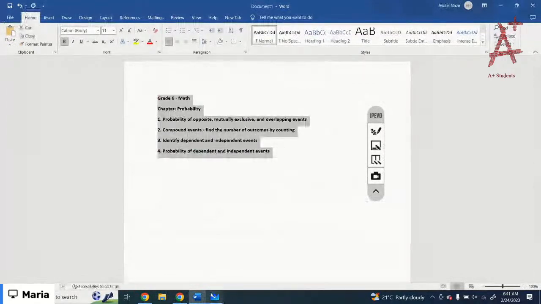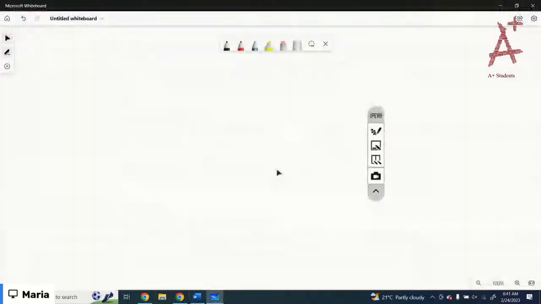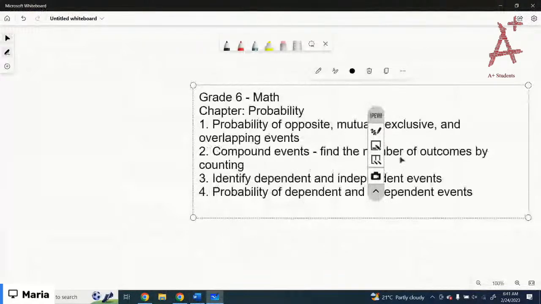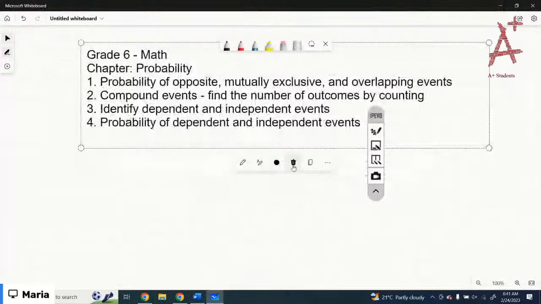So we're working on grade 6 maths. The chapter we're working on is probability and the lessons we have covered today are probability of opposite, mutual exclusive and overlapping events, compound events, find the number of outcomes by counting, identify independent and dependent events, and the one we just completed is probability of dependent and independent events.